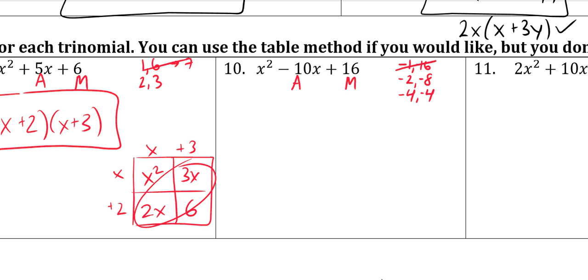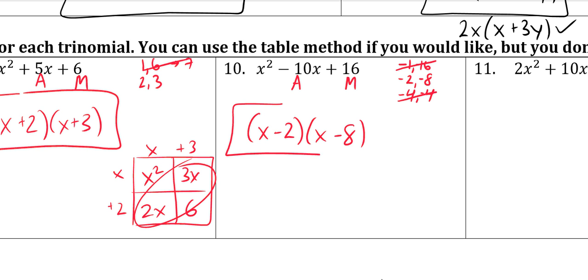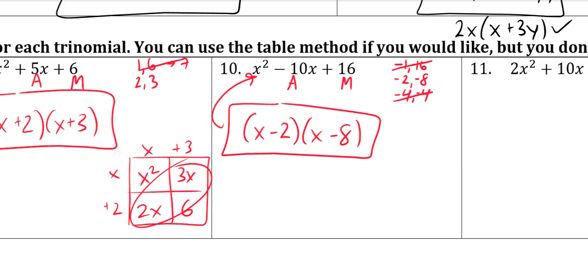You'll realize it can't be the first or the last. Those don't add up to make negative 10, so it's got to be negative 2 and negative 8 as my factors. X minus 2, x minus 8. I will leave you to check that for yourself by multiplying it through and realizing that you get that as your answer: x squared minus 10x plus 16.